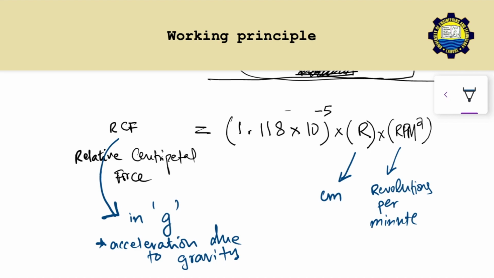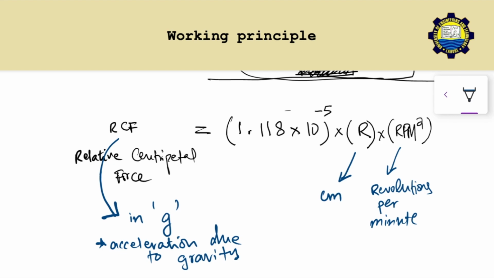So in conclusion, we have talked about how sedimentation is just a result of gravitational force, but in centrifugation, we accelerate this gravitational force by using an additional force, which is the relative centripetal force. When we say it's a relative centripetal force, we always take into account the acceleration due to gravity. So it's always normalized with g, the acceleration due to gravity. So you're always looking at a normalized or relative force.